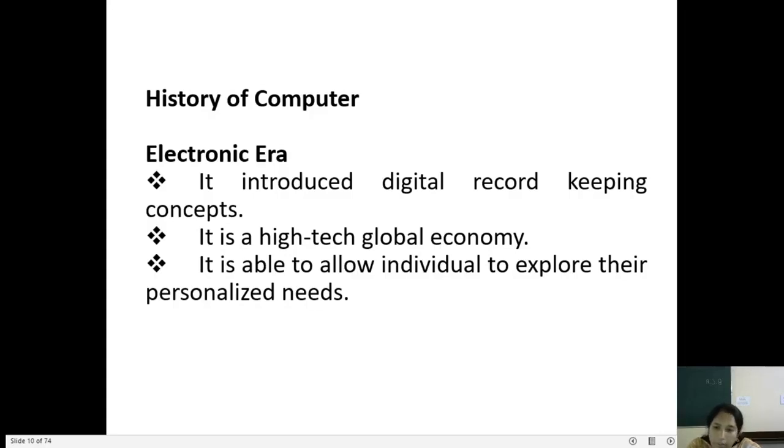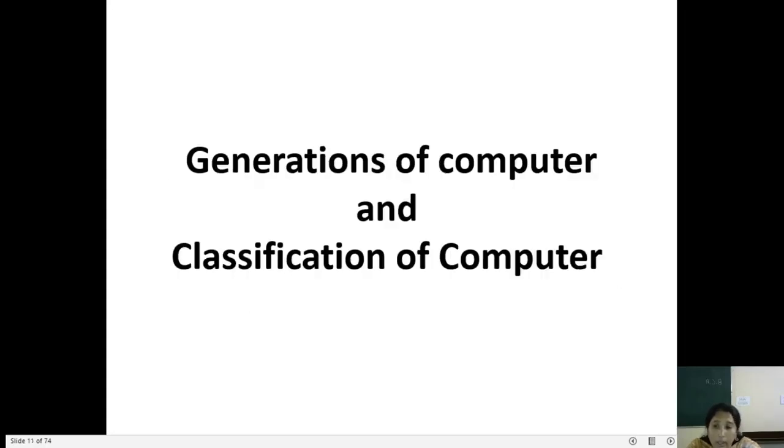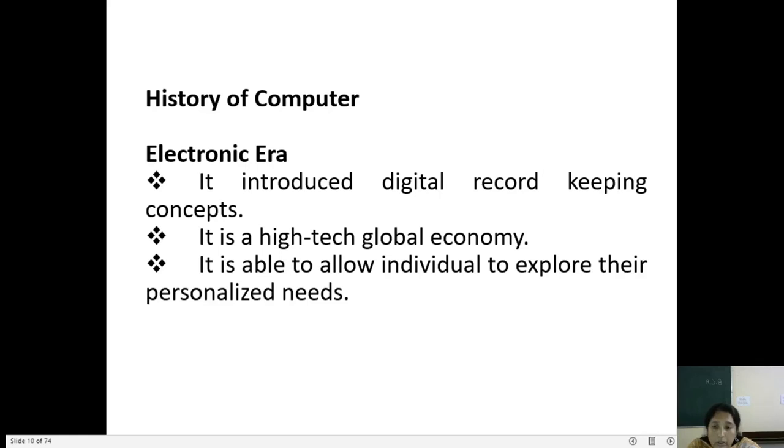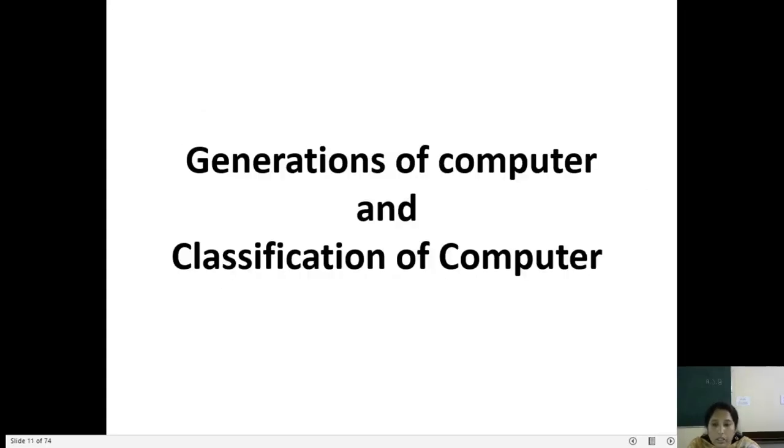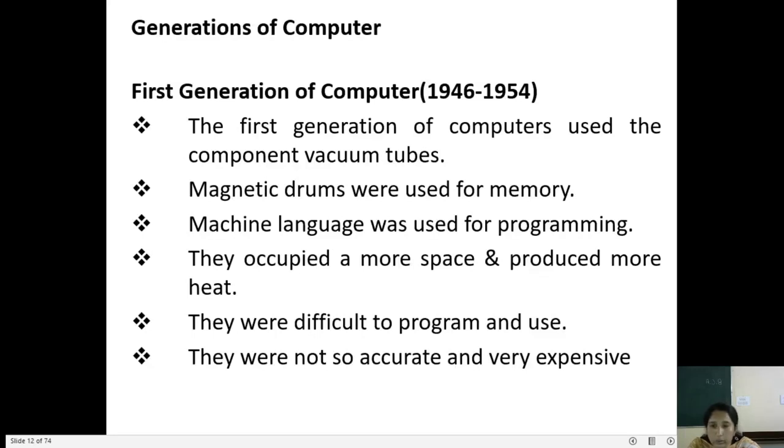Okay, and a high-tech global company supported this, and it also supported individuals to explore their personal needs by improving this electronic era, where the digital concept was introduced and many updated programming languages were introduced, and it led us to the computer which we are using now. At present, the computer we are using is totally what is called an electronic and digital era. Now let's understand generation and classification of computers.